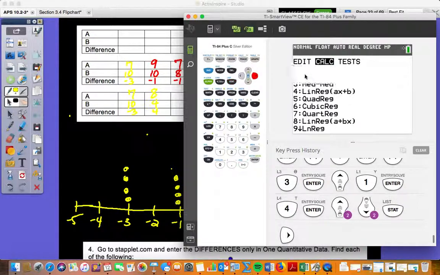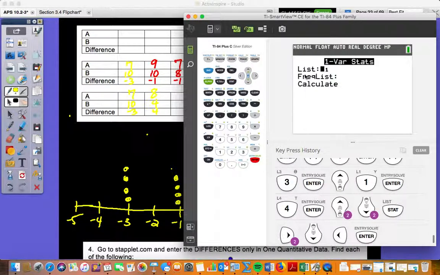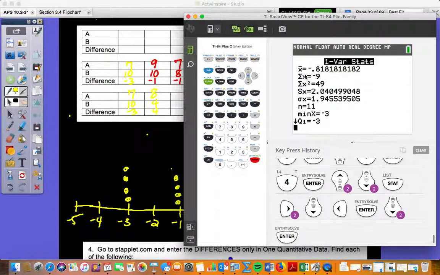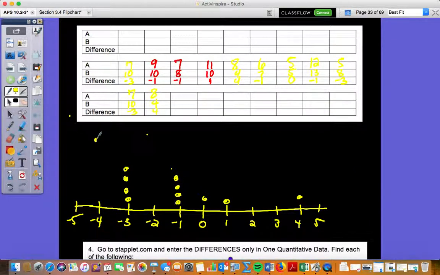All right, so once we go to calc, we're going to go to one variable statistics. We're just going to get the sample mean. So we got the sample mean of negative 0.818. This is the sample, so it's x bar, and we're going to call it x bar diff. What do you think diff stands for?